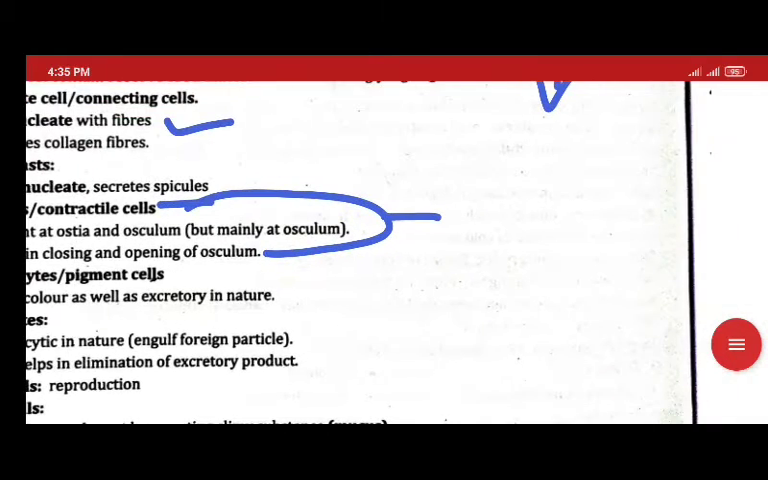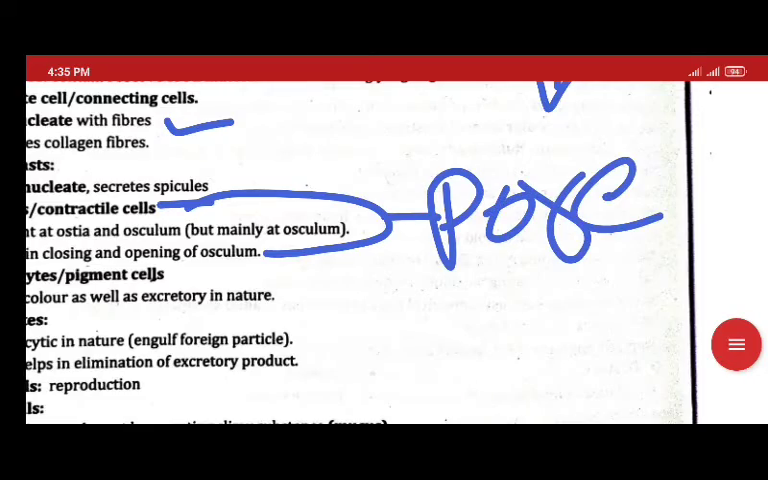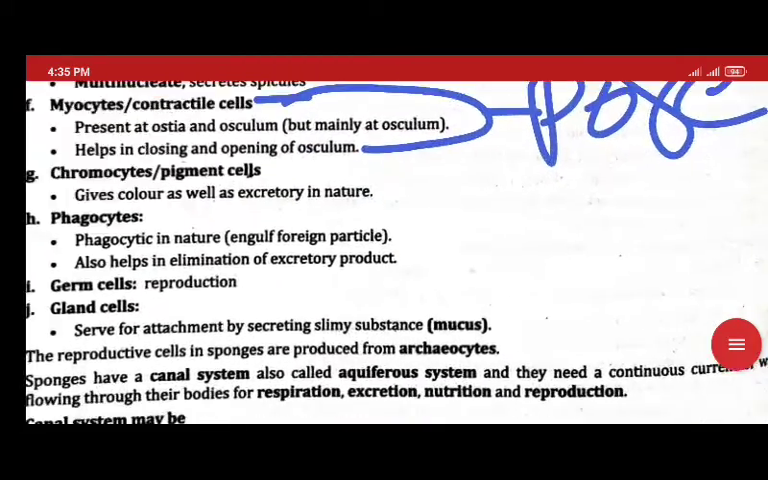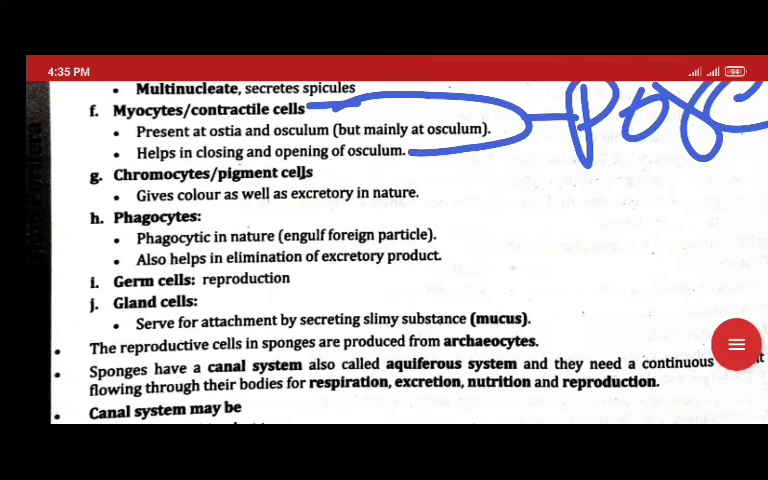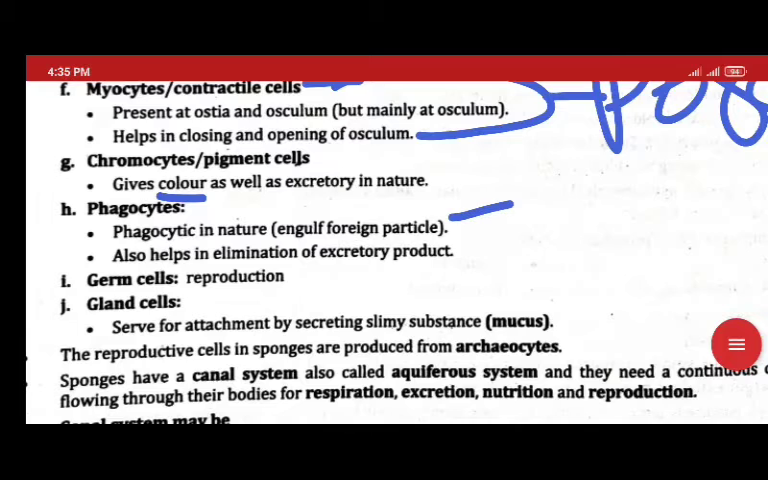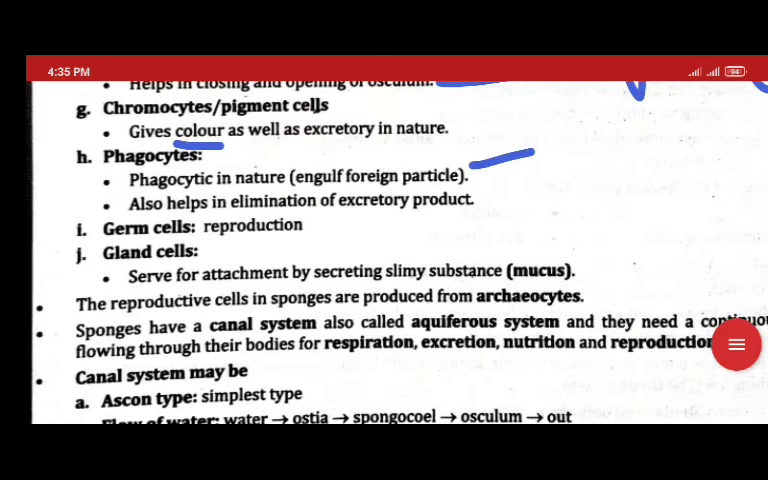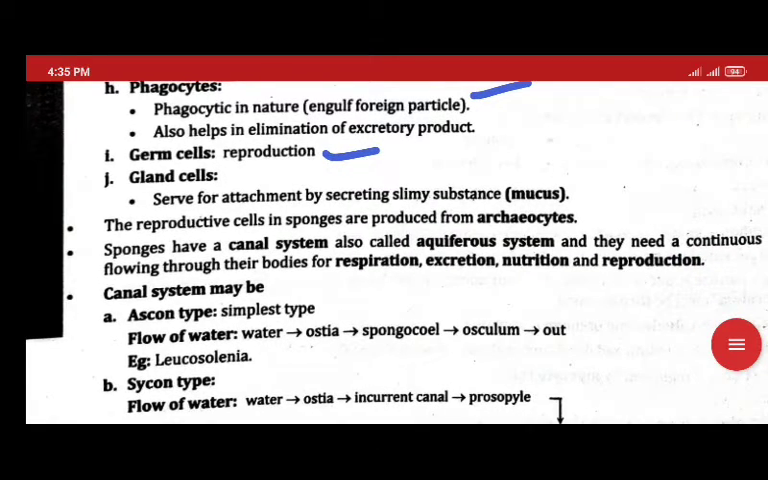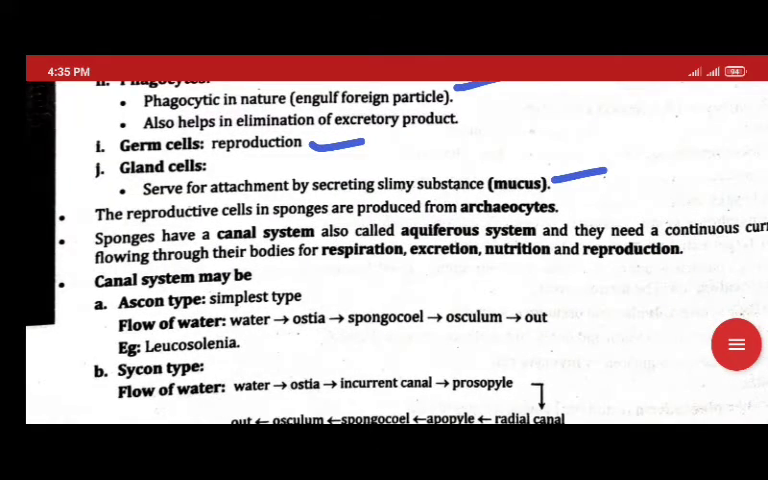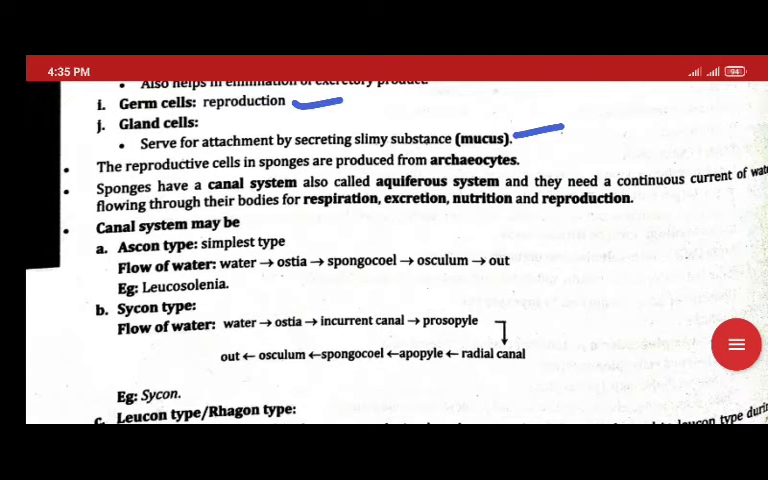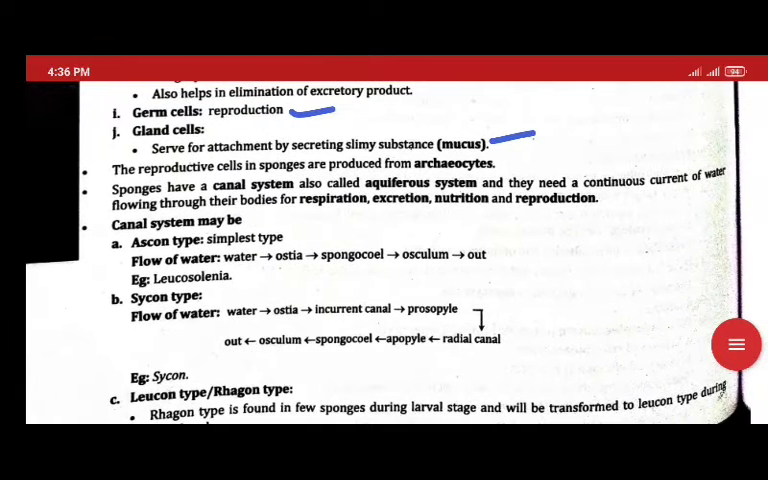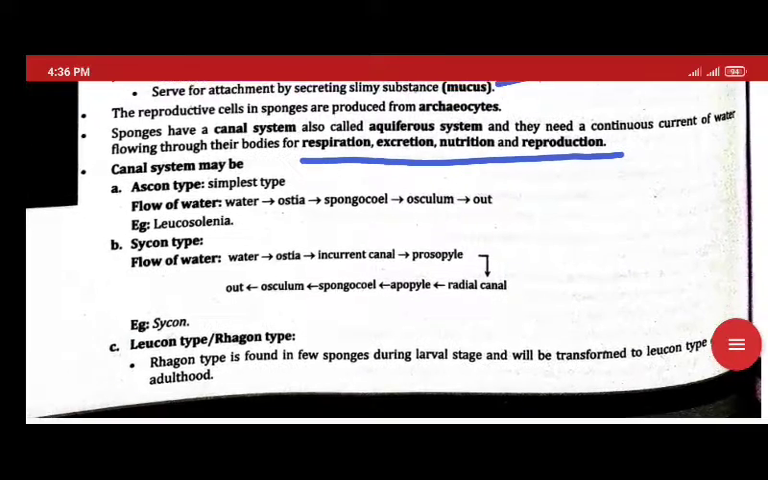The myocyte cell is for opening and closing the pore. Choanocyte has no myocyte. Chromocyte is a pigment type of cell, giving color. Phagocyte engulfs foreign particles. The germ cell is the sexual reproductive cell. A gland cell secretes mucus. Now in this sponge we have the aquiferous system. Because it is in water, all activities happen in water, like respiration, excretion, nutrition and reproduction.